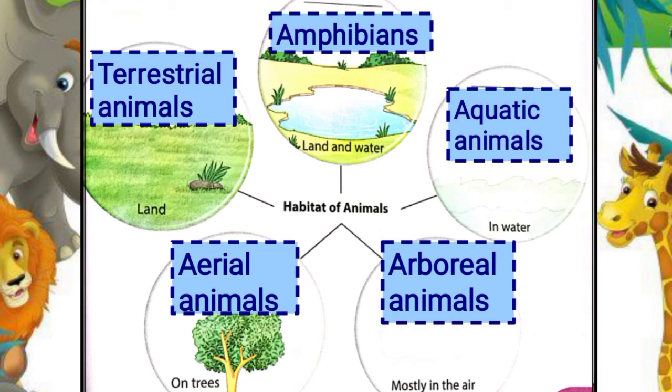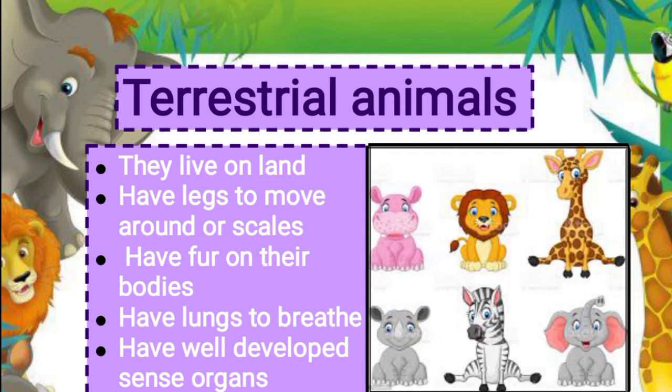So based on where animals spend most of their time, they can be grouped into terrestrial animals, arboreal animals, aerial animals, aquatic animals and amphibian animals. Now let's understand about terrestrial animals.